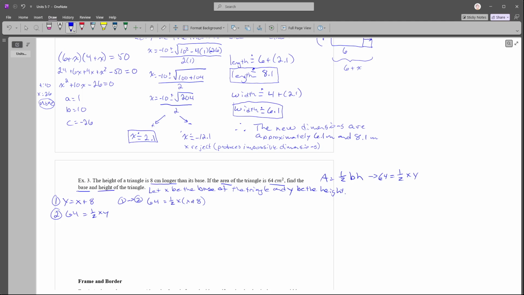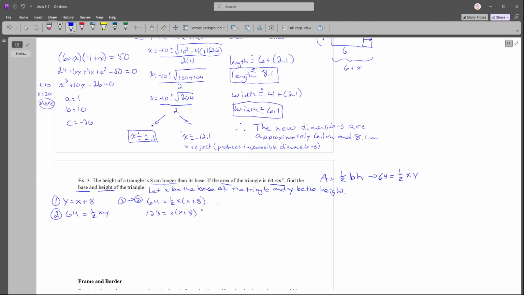Now, your immediate choice right now would probably be, oh, I want to distribute that x through there. And that would be a fine choice, except we still have this half sitting out here. So how are we going to get rid of this half? Well, in order to get rid of this half, I need to multiply both sides by 2, because I'm dividing by 2 right now, right? So I'm going to multiply both sides by 2. And what I'm going to end up with is 64 times 2, that's going to give us 128. On the right-hand side, the half is gone. So now we just have x times x plus 8.